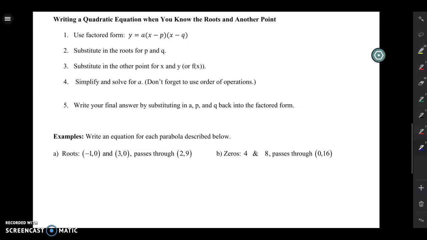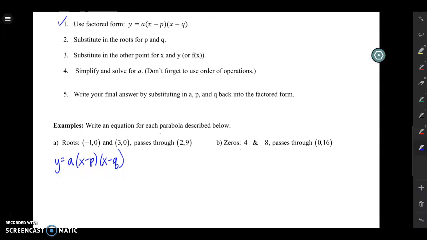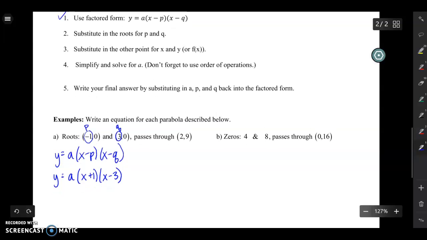I am going to start with the factored form, y equals a times x minus p times x minus q. I'm going to substitute in the roots for p and q. If I look at the roots, the negative 1 and the 3, those are my p and my q. So I'm going to change out the p and the q for negative 1 and 3. Notice that when I plugged in negative 1, it changed from x minus p to an x plus 1.